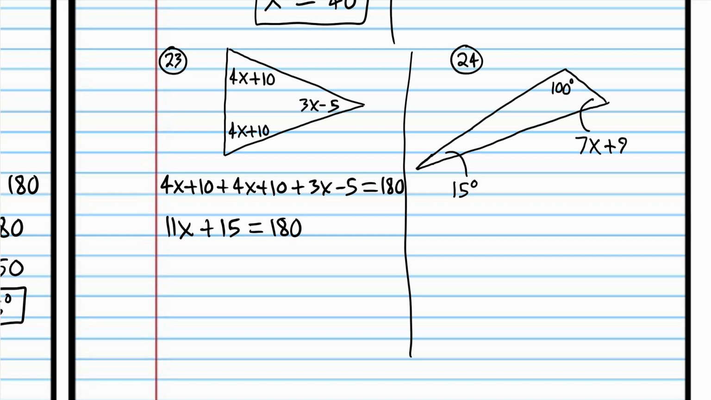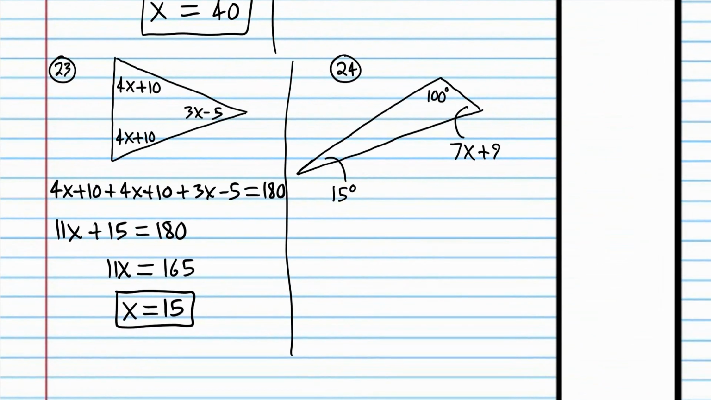And subtract 15 from both sides, and we get 165 is equal to 11x. And 165 divided by 11, you can get out your calculator for that. That would be 15. So x is equal to 15. If you got 15, good job. If you didn't get 15, that's okay. We're going to do more of these problems.